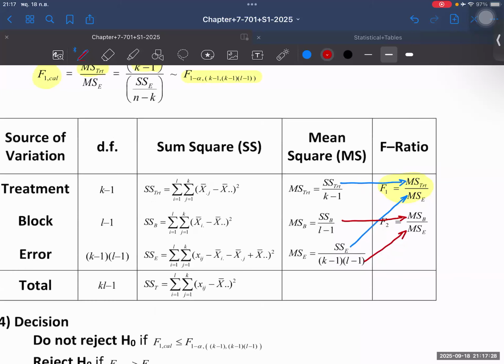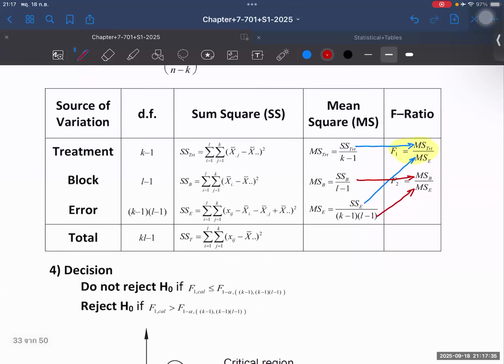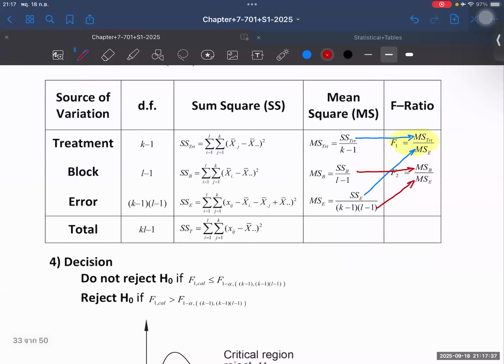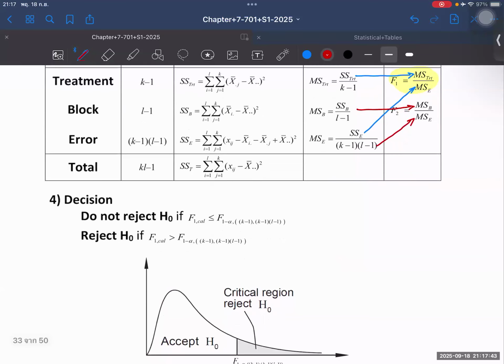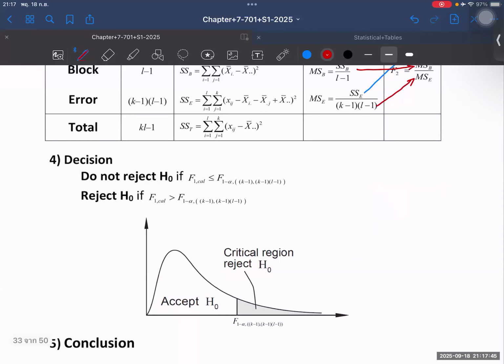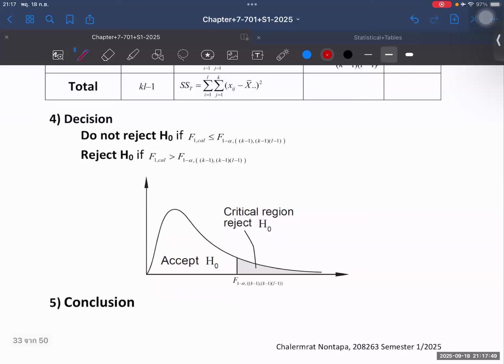And so in this case, F1 is less than the F critical, so we will accept, or fail to reject. And if it's reject, it's greater than the critical value. And we stop by the conclusion at the level of significance.